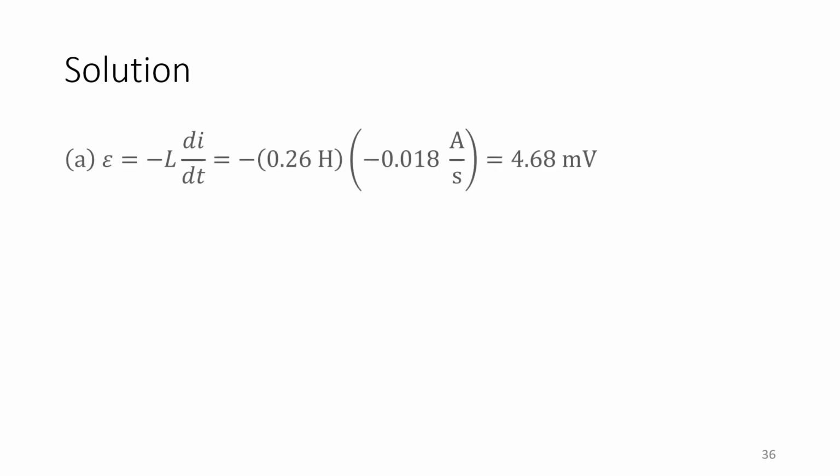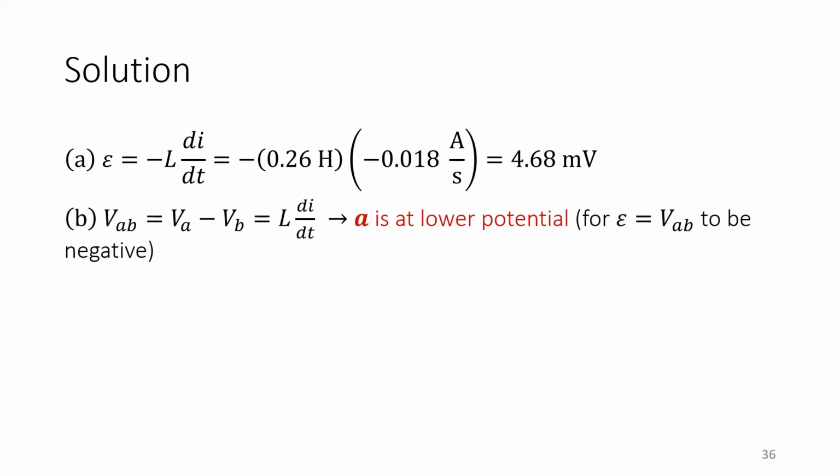So the first answer is obtained by direct substitution. You know that EMF is equal to negative L di over dt, and the values are already supplied by the problem. The induced EMF should be equal to 4.68 millivolts, which is rather small compared to the usual voltage supplied. The second question may be answered by VAB is equal to positive L di over dt. Now, since di over dt is less than 0, the left-hand side should be negative. This means that A should be at a lower potential.